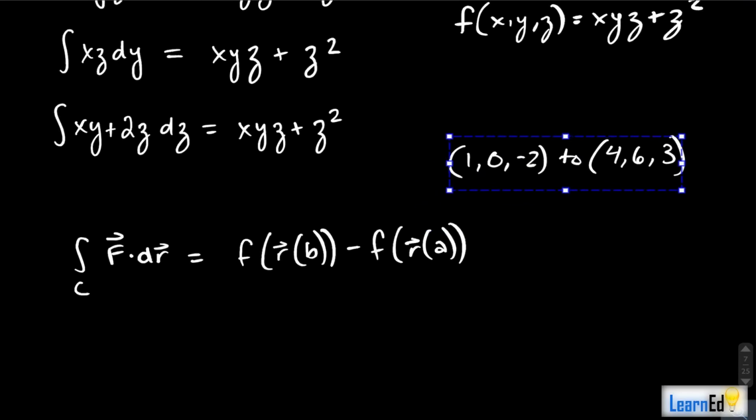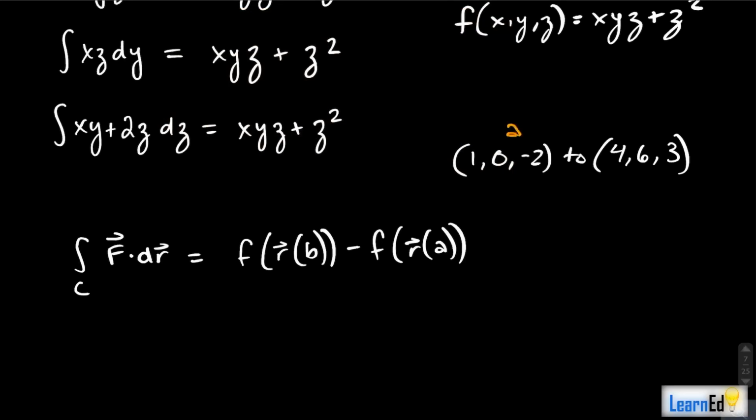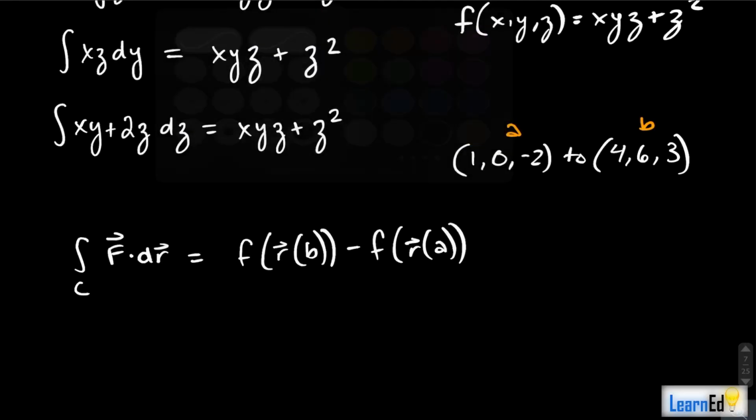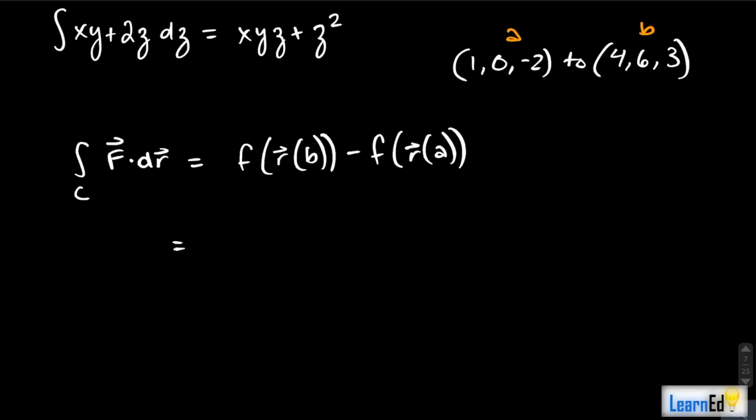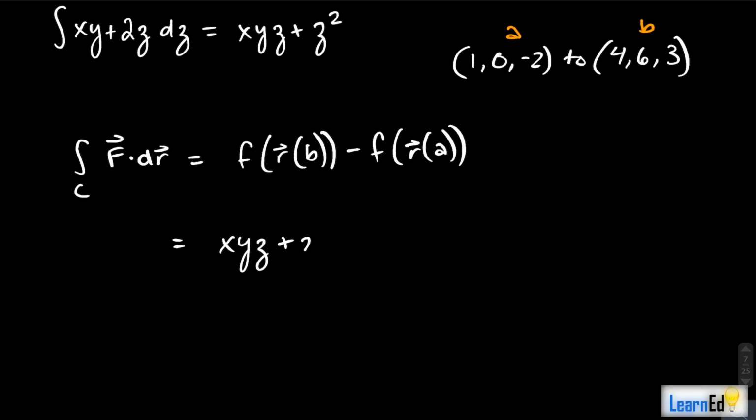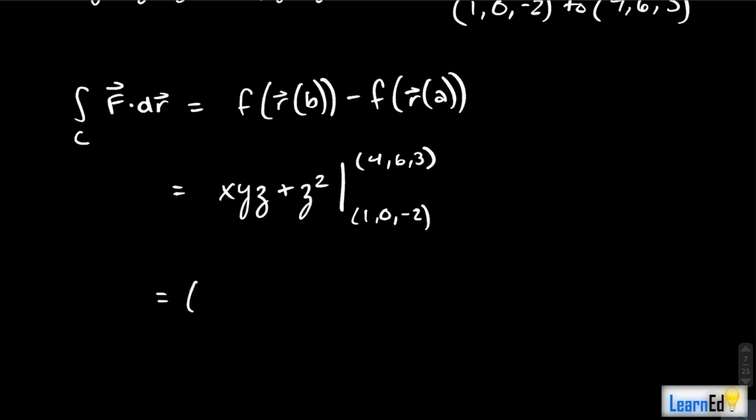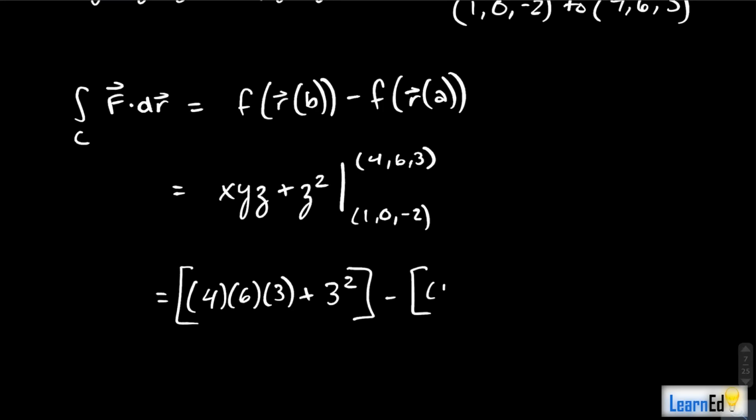If I bring them down, we can call this a and call this b, and there you go. Okay? So what we're going to have is xyz plus z squared evaluated from the point (1, 0, -2) to (4, 6, 3). Doing that out, we have 4 times 6 times 3 plus 3 squared, minus 1 times 0 times -2 plus z squared, which is (-2) squared, which is 4.